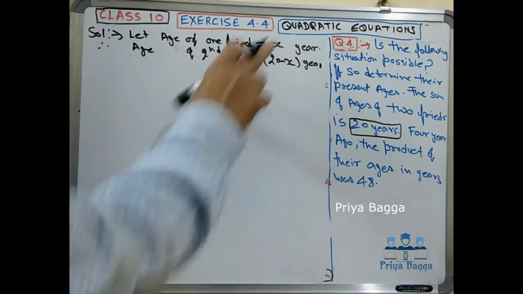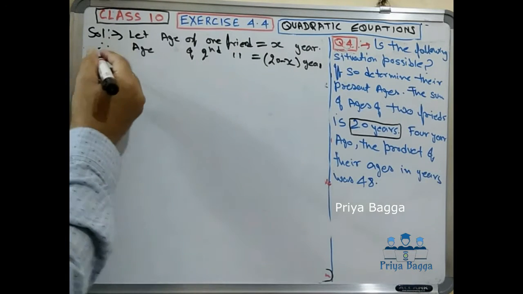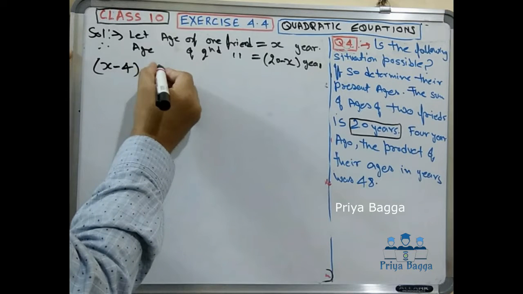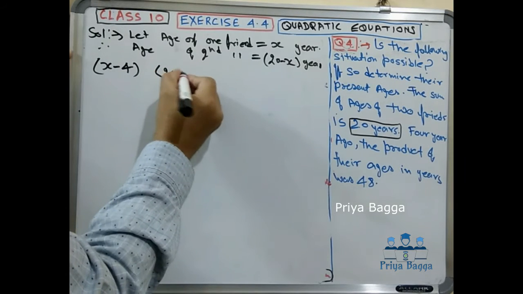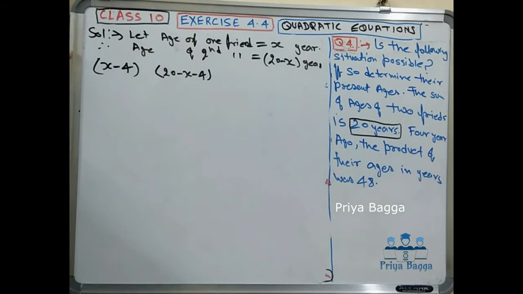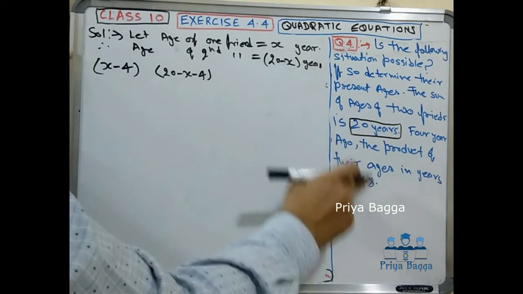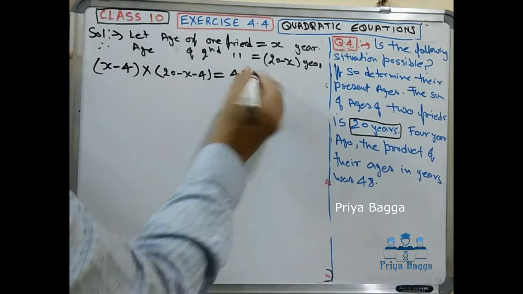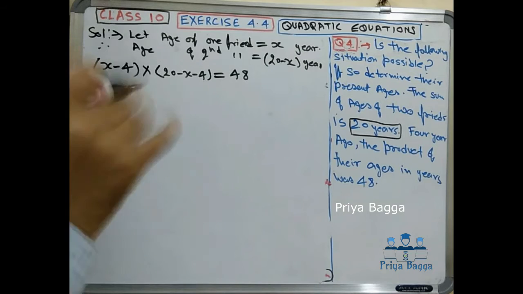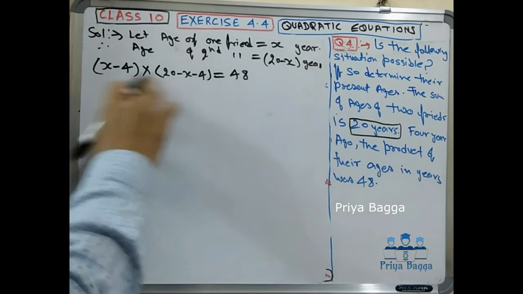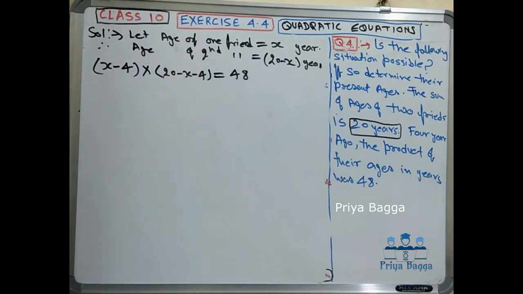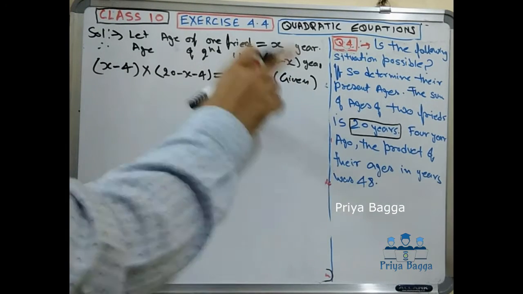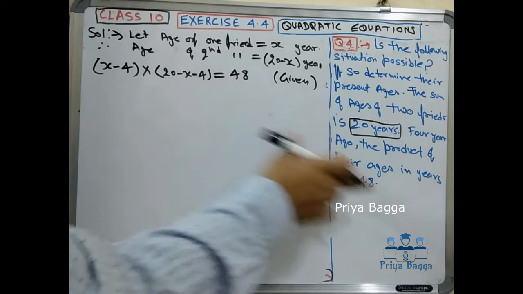So what will be the age of the first friend 4 years ago? His age will be x minus 4. And what will be the age of the second friend 4 years ago? It will be 20 minus x minus 4. But he says that 4 years ago the product of their ages, if I multiply these, was 48. So this is given. Because I hope you are now very conversant with quadratic equations, I am writing it in this way. Otherwise I would have done it in a detailed manner.